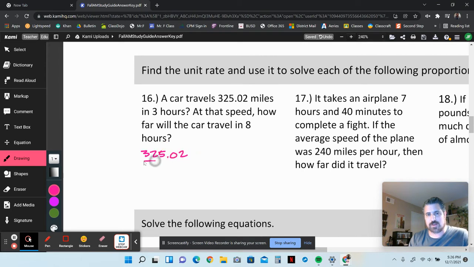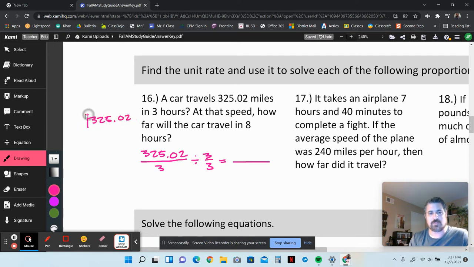Anyways, so you're getting 325.02. You're dividing it by 3, basically, right? Because you want to get the unit rate. So you want to know how much it would be out of 1, right? So divide top and bottom by 3, and you're going to get what we call the unit rate. And that'll be how many miles for 1 hour, miles per hour. So you're going to get this process here.